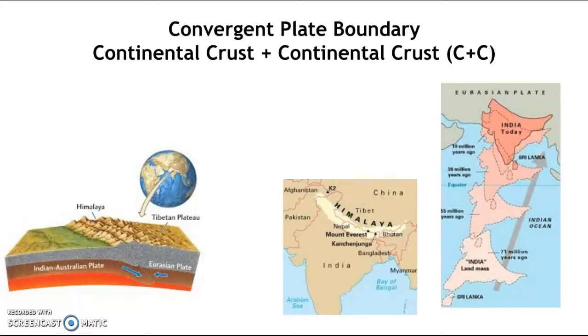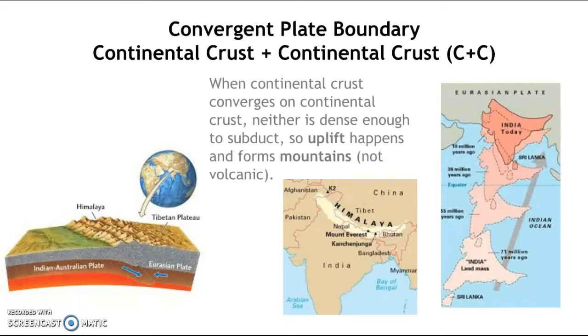All right, our final example, the convergent plate boundary where continental crust meets continental crust. When this happens, both continental crusts are not dense enough to subduct. So neither of them is dense enough that they can be pushed under. So what happens instead is something called uplift. They both press upwards and fold upwards. And this creates mountains. Mountains that are not volcanic. They're just regular mountain ranges.